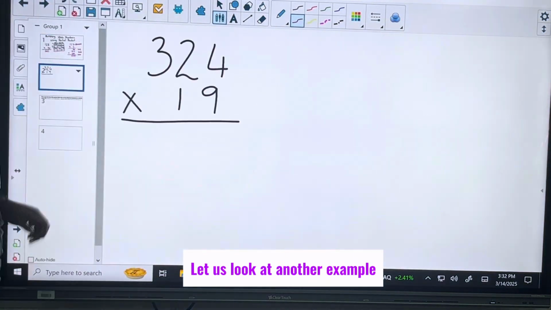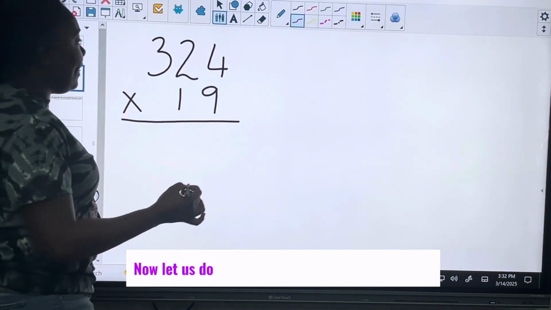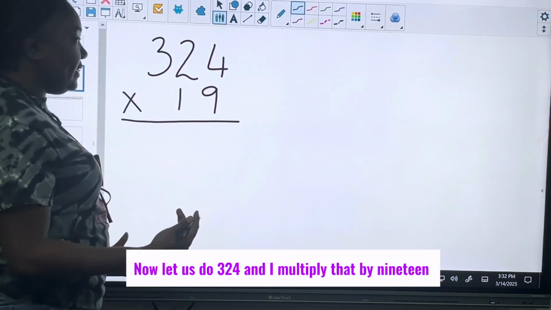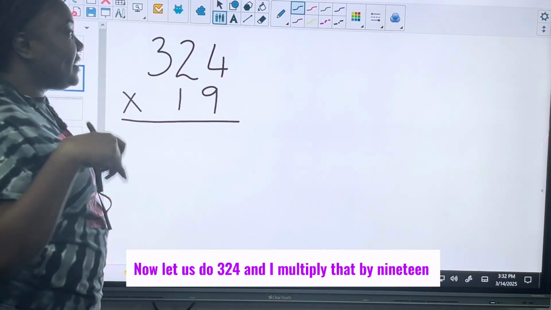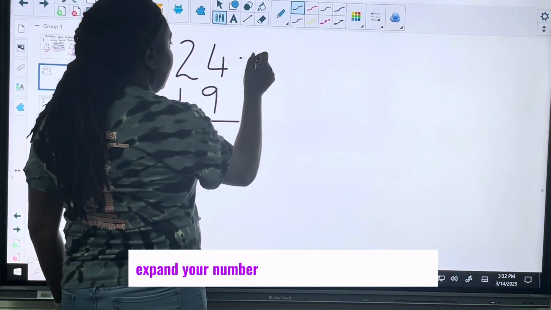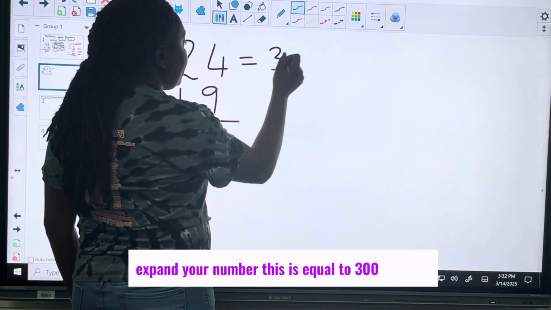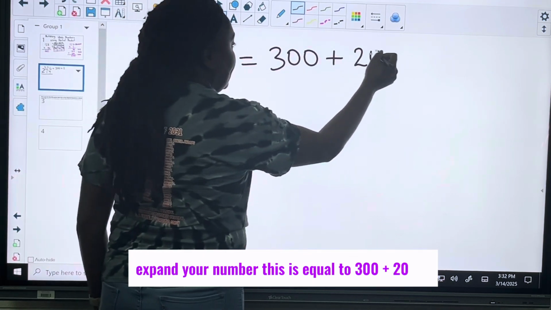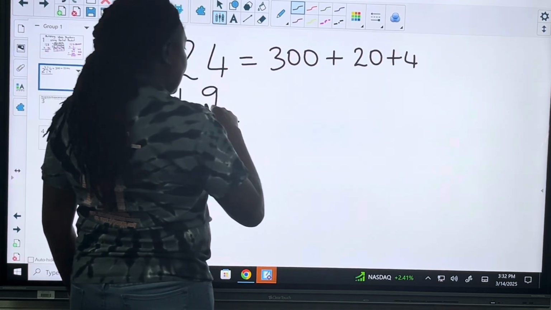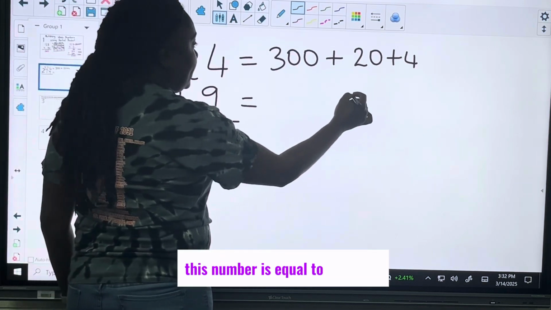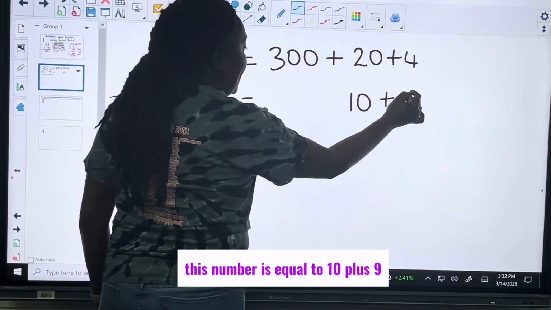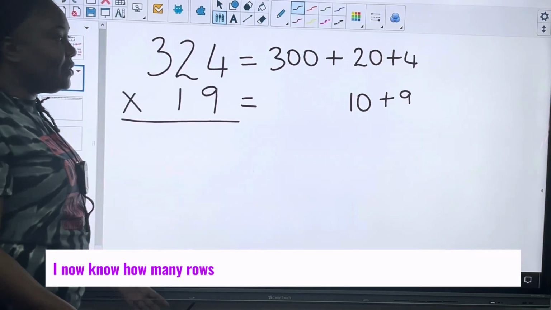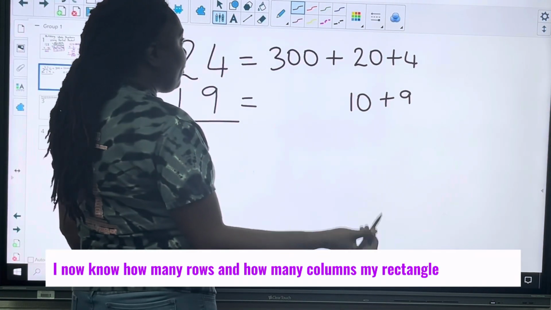Let's look at another example. So now I have 324, and I'm multiplying that by 19. Go ahead guys, expand your number. This is equal to 300 plus 20 plus 4. This number is equal to 10 plus 9. Now, excellent. Now I know how many rows and how many columns my rectangle should have.